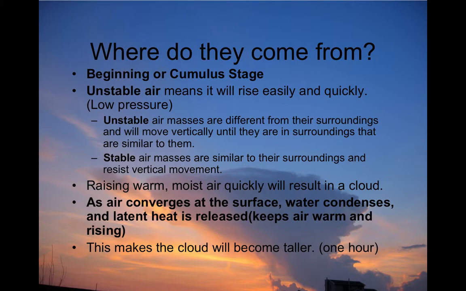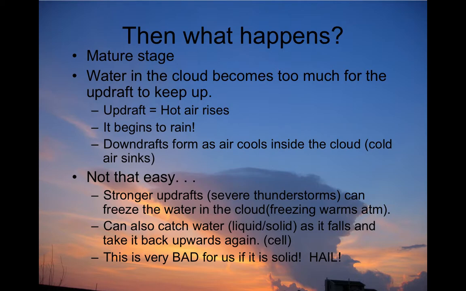So when you have this warm, moist air that's close to the ground, it wants to rise, and so it rises quickly, and then it cools quickly, and it makes a cloud. And so as that happens, then water is going to condense, and latent heat is released. Well, that latent heat actually keeps the air warm, and it keeps the air rising longer than it would on its own. And that makes the cloud become taller. And that stage lasts about an hour, but that's not necessary for you to know. After that, it's called the mature stage.